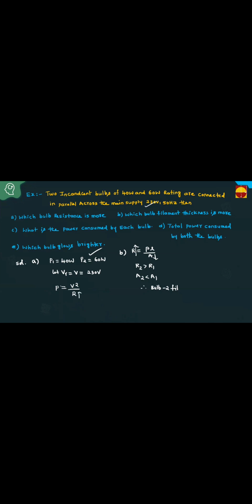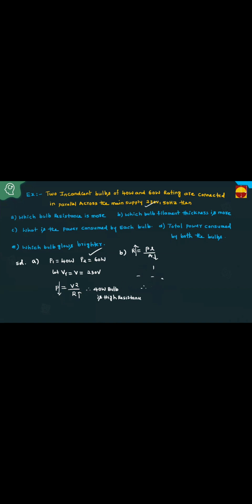If the resistance is high, the power rating is less. Which bulb's power rating is less? 40 watt bulb. That's why the 40 watt bulb is high resistance. This is important. Please, the 40 watt bulb is high resistance. You have to decide the resistance according to power rating. That is, I have taken the 40 watt bulb as P1, bulb 1 students. I'm assuming that is bulb 1. The 40 watt bulb is high resistance.